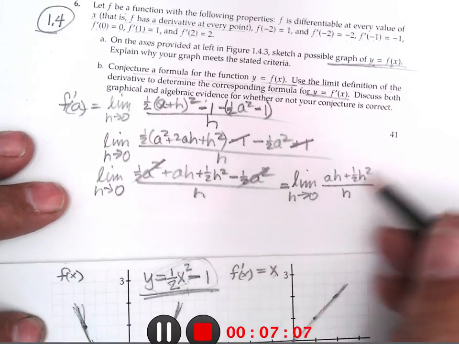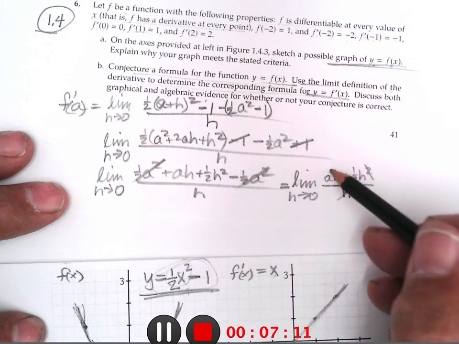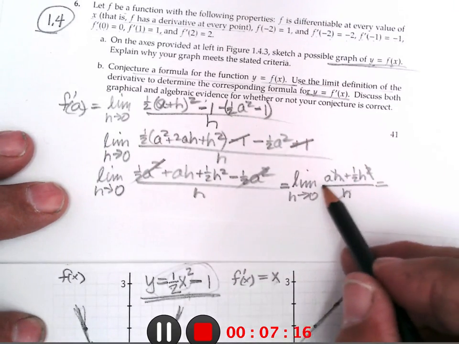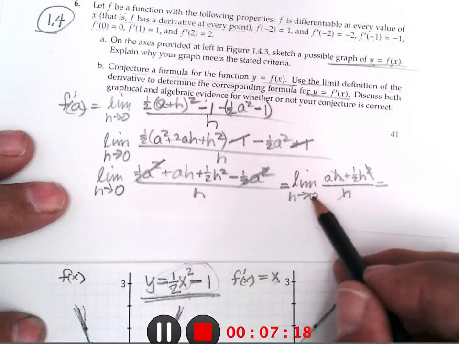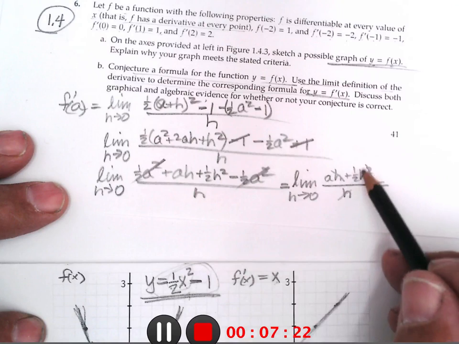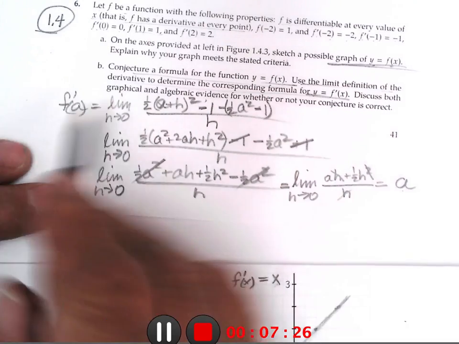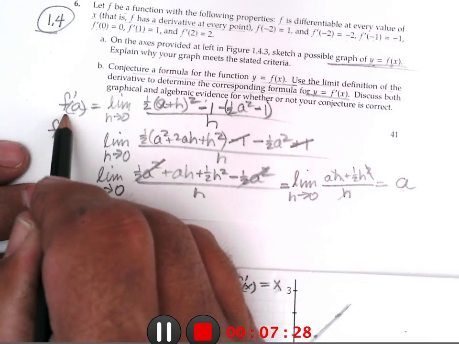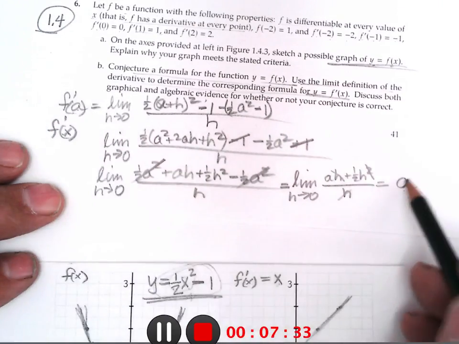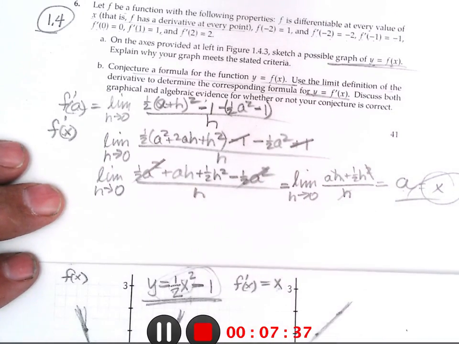This h will cancel one of the h's, and so I get, as h goes to 0, this will be a, and that will be 0, so I get a. And then if we go back and say, okay, we want f prime of x at any a, this would be x. And that matches what this graph said.